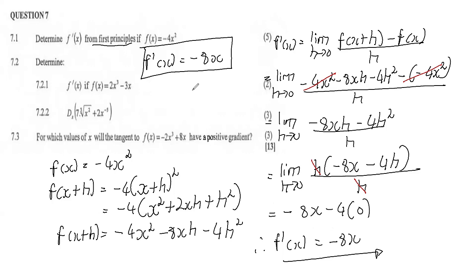So the beauty of it is that you don't even need to check your memo for that. You can just look at your answer here and then confirm if everything that you did is correct. Right. So now let's go to 7.2.1. We have: determine f'(x) if f(x) = 2x³ − 3x.